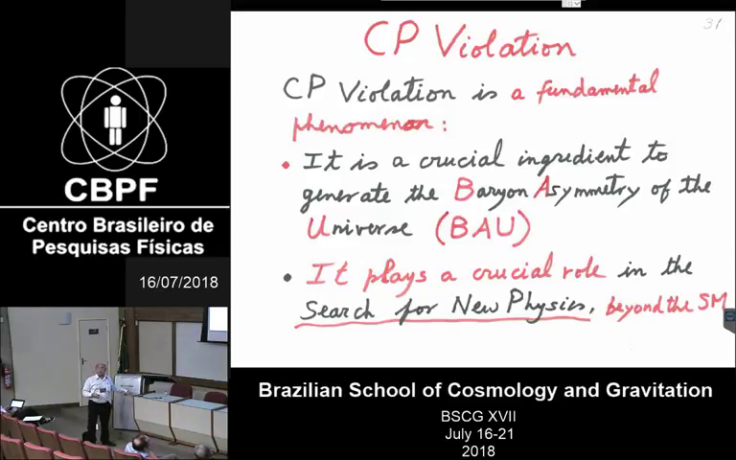Now, finally, CP violation. How does CP violation appear? We know that CP violation is a fundamental phenomenon. It is a crucial ingredient to generate the baryon asymmetry of the universe. It plays a crucial role in the search for new physics beyond the SM because it is closely connected to flavor. To test CP violation is also to test flavor.